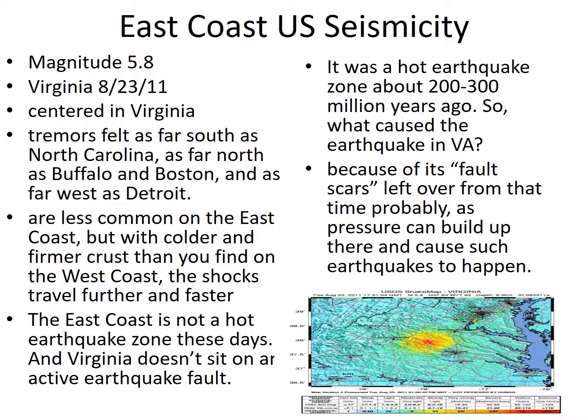Of course, earthquakes are much less common on the East Coast than they are on the West Coast, because the East Coast is not a hot earthquake zone these days. And Virginia doesn't sit on an active earthquake fault. But about 200 to 300 million years ago, there were a lot of earthquakes occurring in this eastern United States area. So what caused the earthquake in Virginia? That is fault scars. Those are left over from previous earthquakes, and probably pressure built up and it just happened. It's not something that's going to regularly happen, but it does happen occasionally.